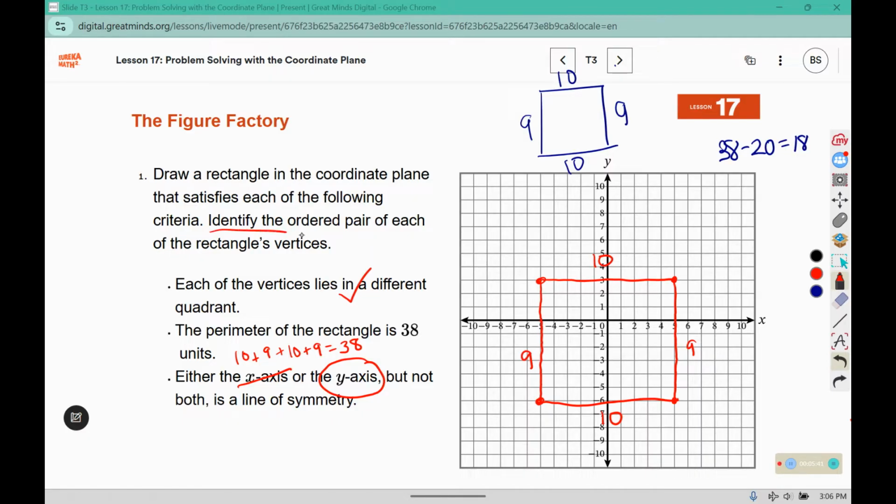We need to also identify the ordered pair. So this coordinate is 5 right and 3 up. This one is 5 left and 3 up. This is 5 left and 6 down. And this one here is 5 right and 6 down. Now keep in mind, this is not the only possible outcome. There are plenty of other values that we could use that add up to 38 and would still satisfy the other criteria.